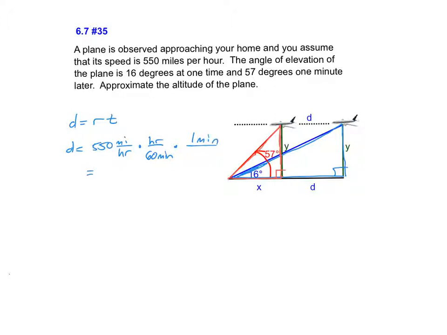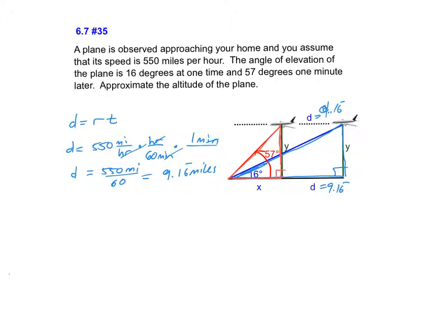So that tells us that the distance is 550 miles, because these units are going to cancel out in terms of time, divided by 60. And if we want to get an approximation for that, that's 9.16 repeating miles. So this is D in our diagram.